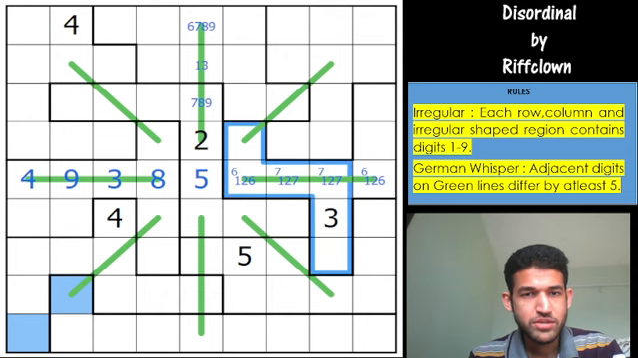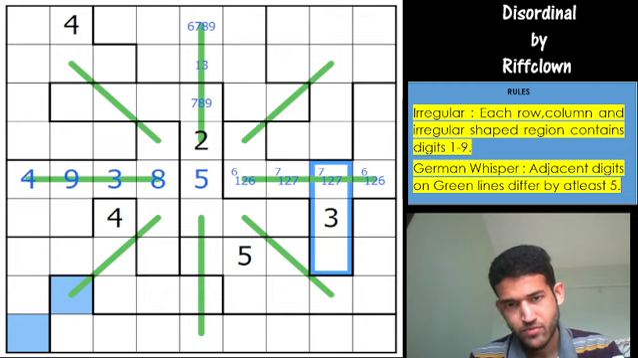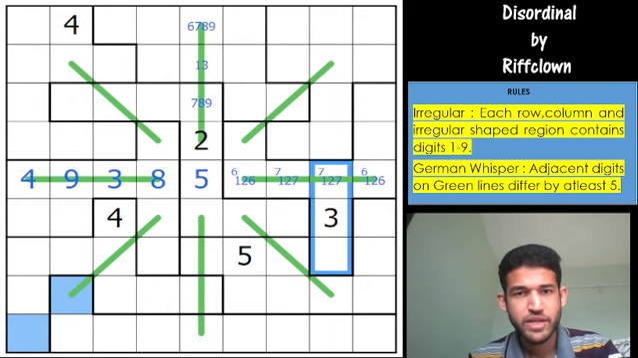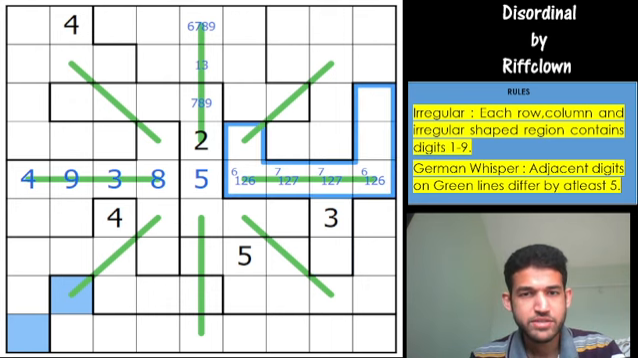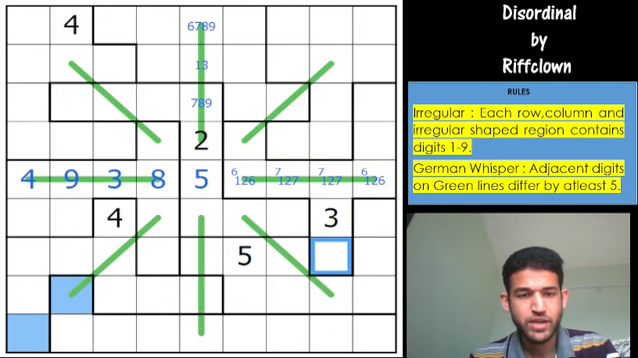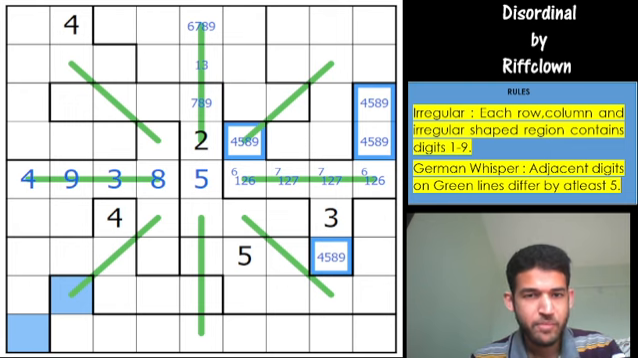So let's look at this. What is this? Looks like a, what is that called? Catapult. Let's look at this region. 1, 2, 3, 6 and 7. So we need to place 4, 5, 8 and 9 in here. And 5 can never be on a German Whisper line. So this must be 4, 8 or a 9.